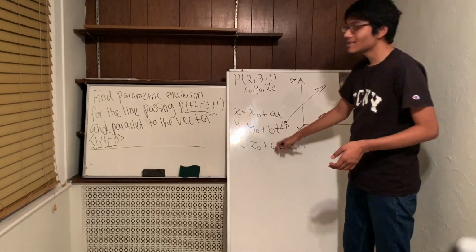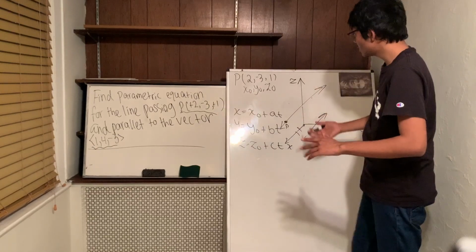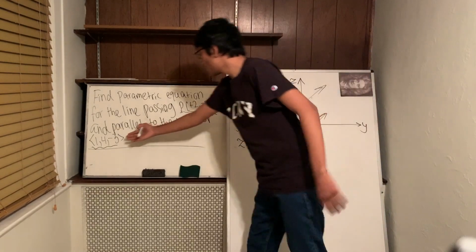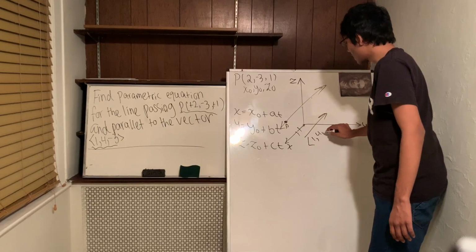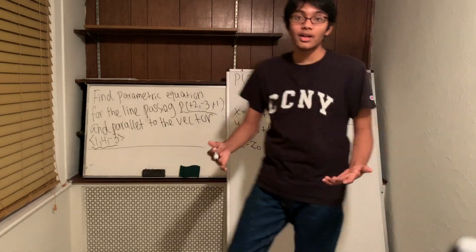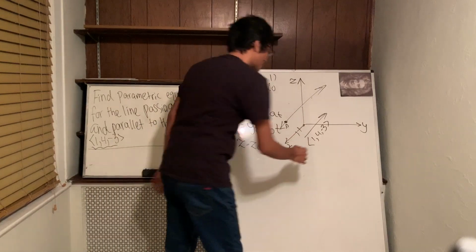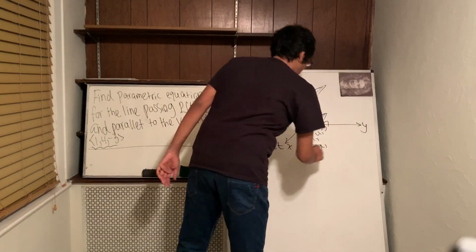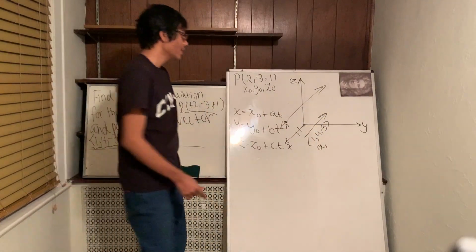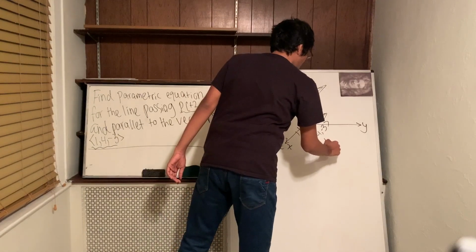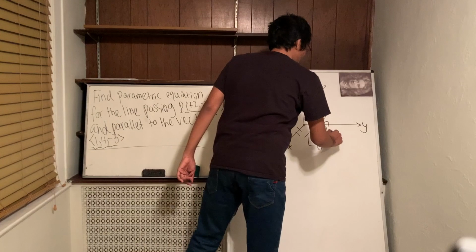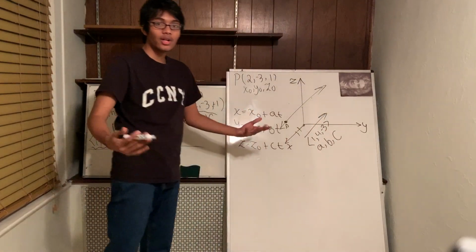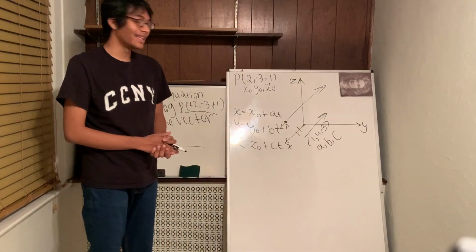How about a, b, and c? How do you find those? Well, let me show you. To find a, b, and c, just go ahead and write your vector: (1, 4, -3). Notice your 1 is the x component of your vector, also known as a. Your 4 is the y component of your vector, also known as b. And finally, your -3 is the z component of your vector, also known as c.